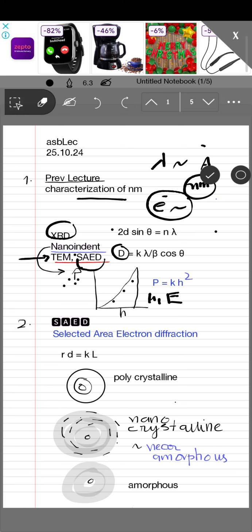So apart from imaging a very small microstructure of very low dimension, another aspect of TEM is the SAD pattern, the full form of which is selected area electron diffraction. It means that we take a certain portion of the sample and we allow the electron to diffract through the sample. This creates a diffraction pattern, as we have discussed previously.